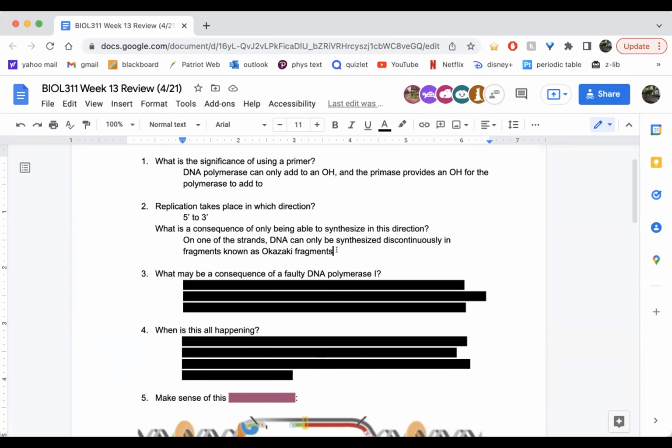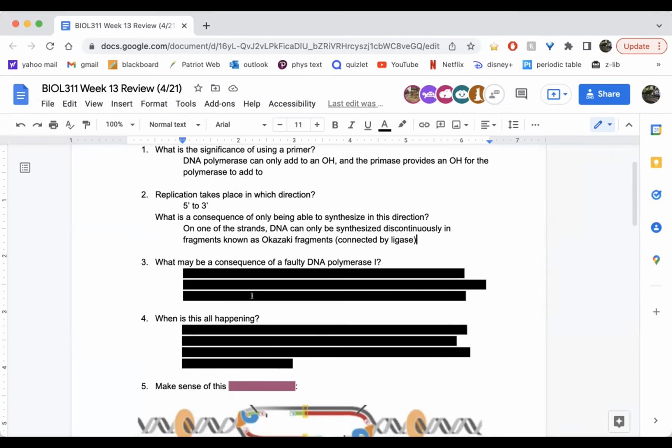And so does anybody know which enzyme we use to connect the fragments? Yes. We use a ligase to connect those fragments. And so that's something that's kind of funky about synthesis, but the cell, like most things, found a way to get around it. All right. What could be a consequence of having a faulty DNA polymerase 1? Emphasis on the one.